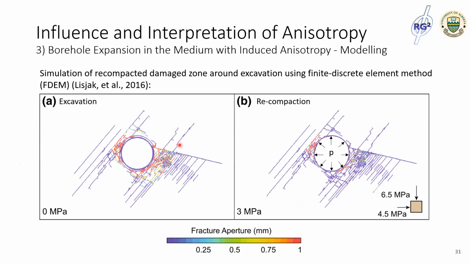Alternatively, the whole damage and recompaction process can also be simulated using the finite and discrete element model, like here, shown in the paper published in 2016. In this modeling, it allows the extension path of the cracks and the separation of bedding to be predicted after excavation. And by applying the internal pressure, the closure of those induced discontinuities can also be simulated. It provides a good platform to simulate this cyclical process of microfracture initiation and closure.